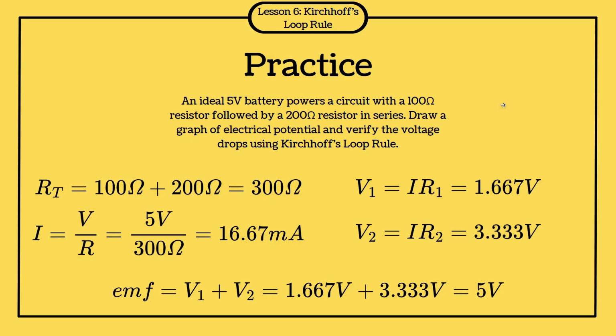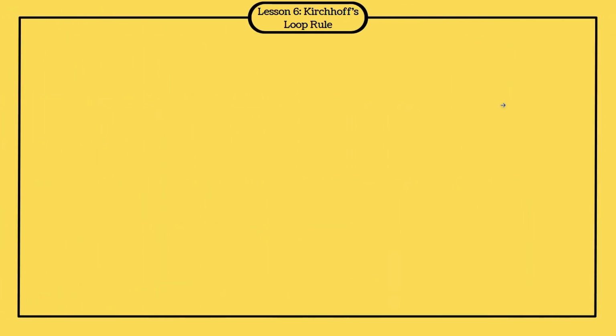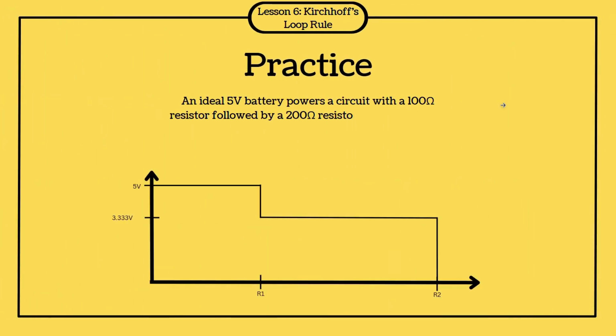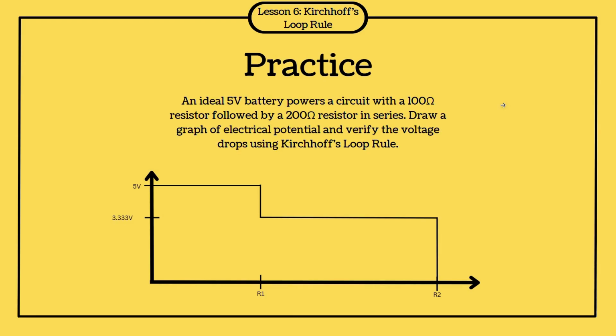However, we also need to make a graph of electric potential. Luckily for us, using the voltage drops we just calculated, this should be pretty easy. You can see the electric potential graph right here. The battery starts at 5 volts, and our first voltage drop is 1.667 volts at resistance 1. The second one brings us down a further 3.333 volts down to 0, and that's at resistance 2. That's our graph of electric potential. That's our verification using Kirchhoff's loop rule. So we've just solved this problem.